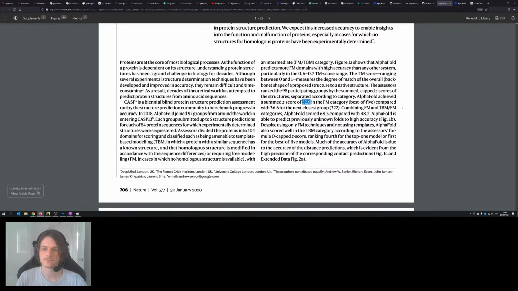Okay. But this is not CASP 14, so we're good. Compared with 36.6 for the next closest group. Combining FM and the TBM FM, TBM was, what was again? Template-based modeling. AlphaFold scored 68.3 compared with 48.2. AlphaFold is able to predict previously unknown folds to high accuracy.